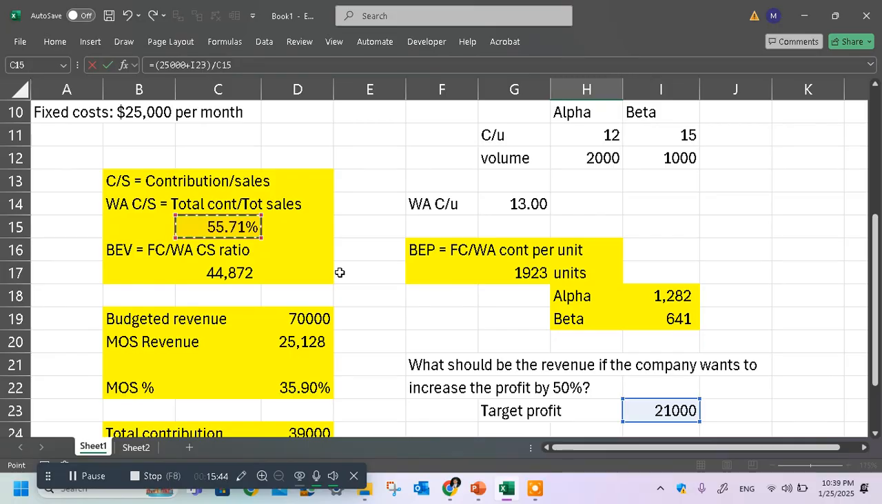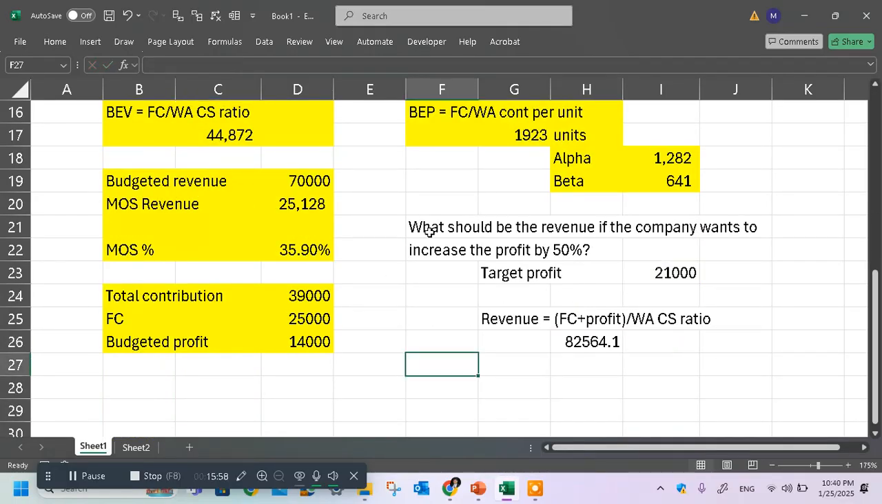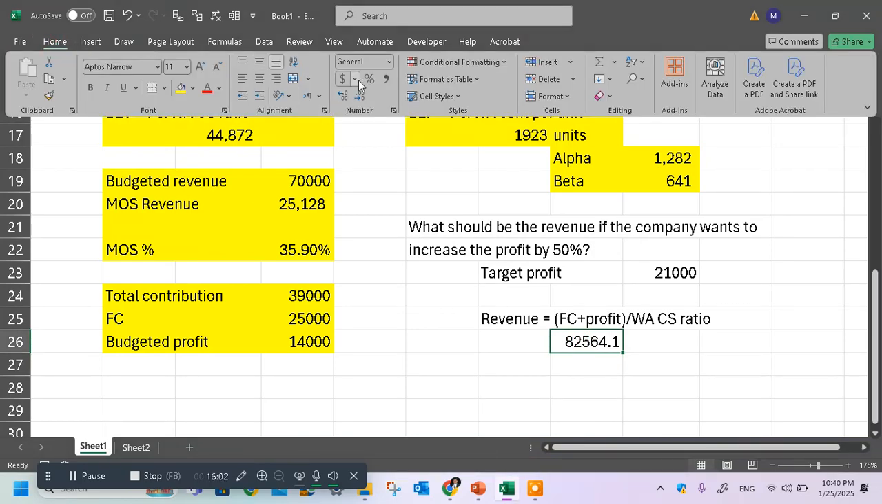So if you are doing it in Excel, suppose if it is in section C, make sure you keep linking the cells. Wherever you want weighted average CS ratio, I don't go and type this 55.71. Did you see? I just link this cell. That's safe. This is the revenue to achieve the target profit.